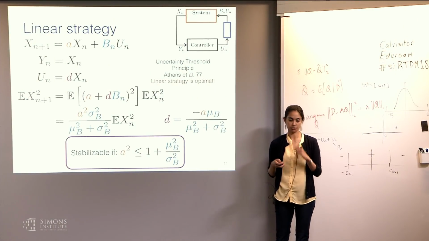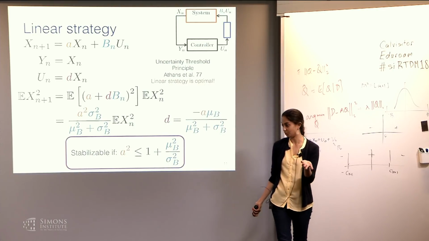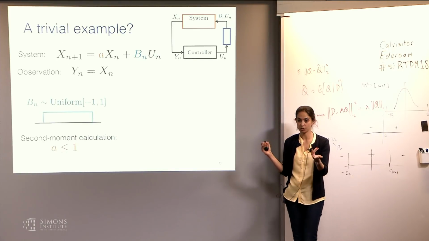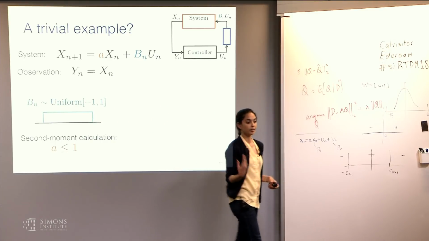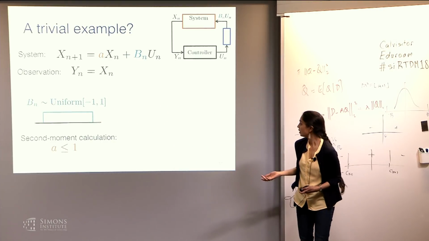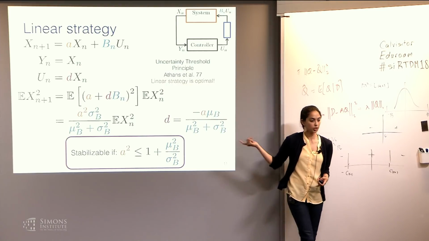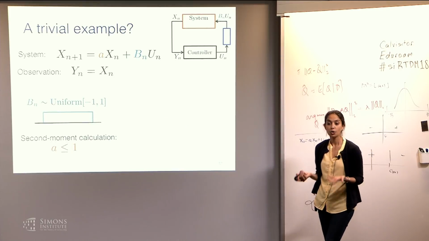Let's look instead at the case where mu b is 0. So let's take a very simple example, which is almost trivial. Let's look at the case where b is now uniform on -1 to 1. And we see here that in this case, the optimal control is actually to set u to be exactly equal to 0. Why is this the case?